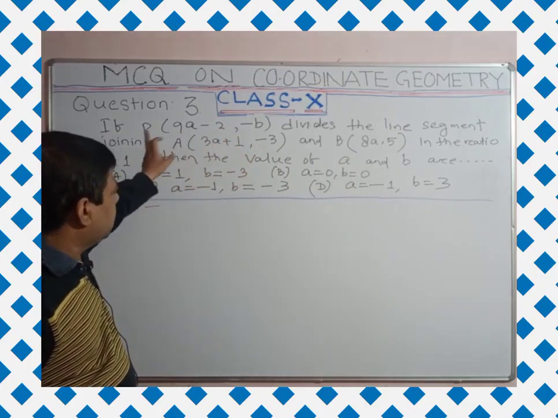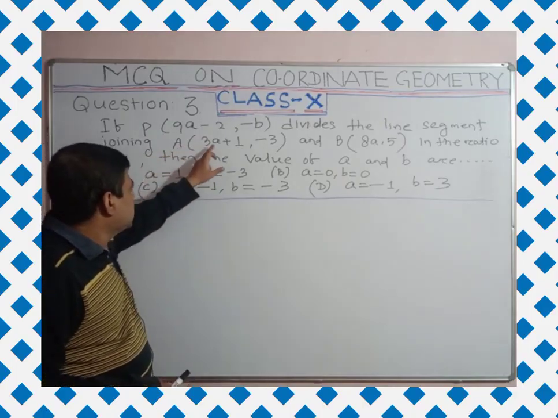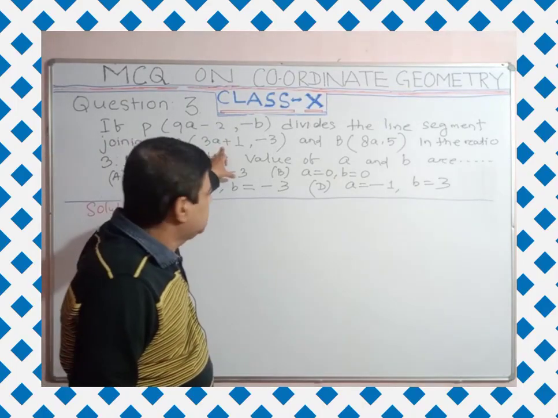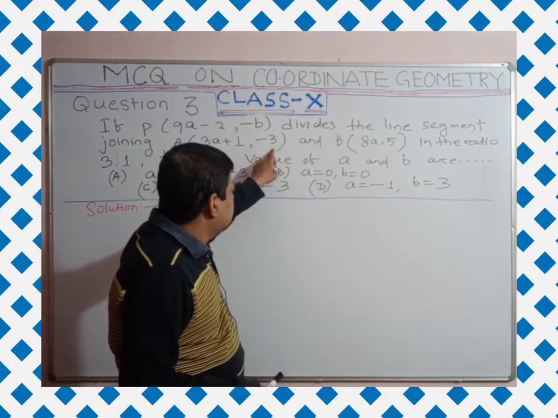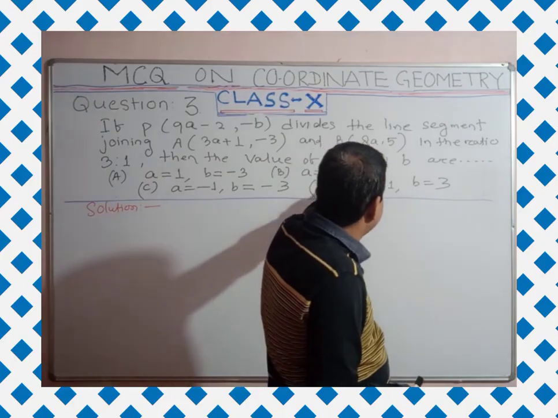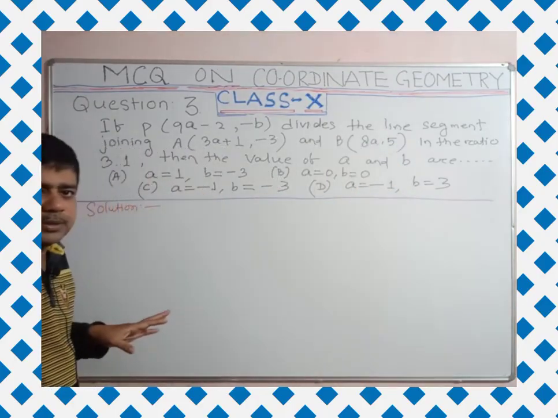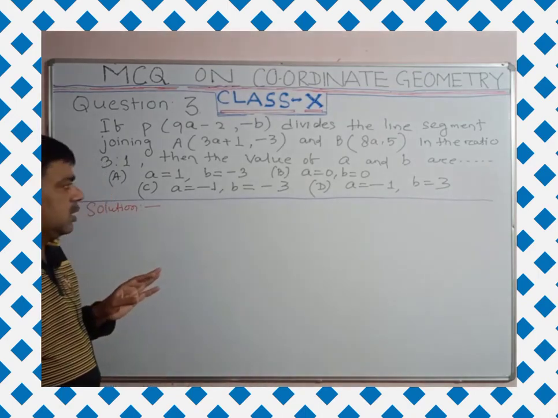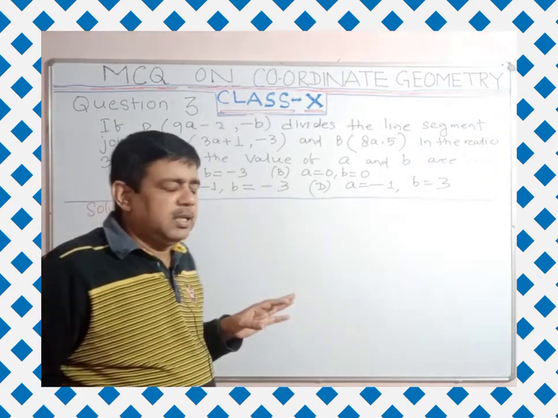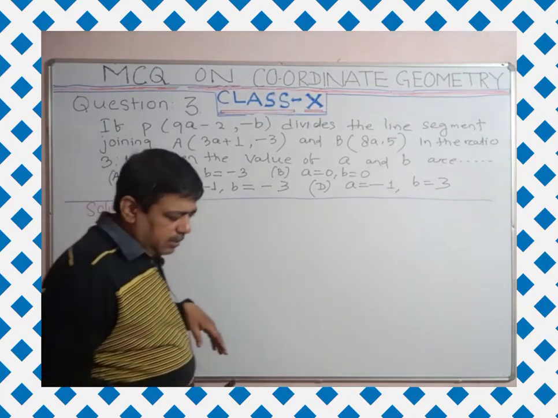The point P divides the line segment joining the point A, whose x coordinate is 3a plus 1 and y coordinate is minus 3, and the point B, whose x coordinate is 8a and the y coordinate is 5, in the ratio 3:1. So what are the values of a and b? Here the options are given. Let us see which is the correct option for you.